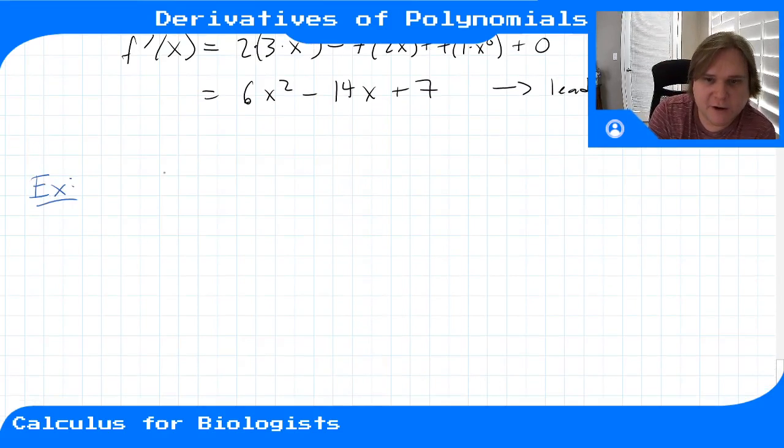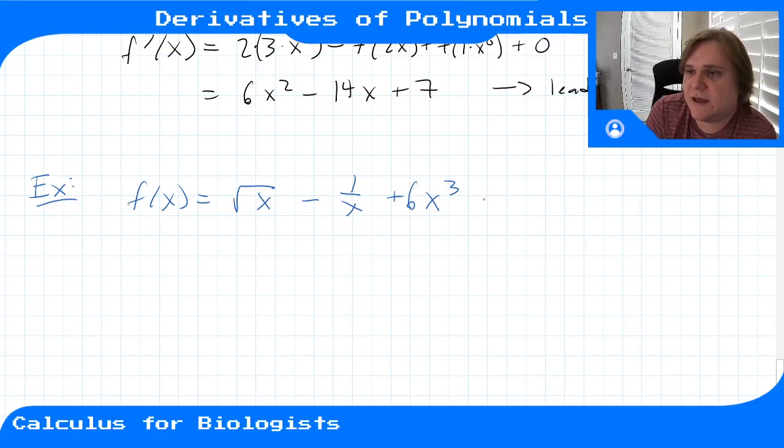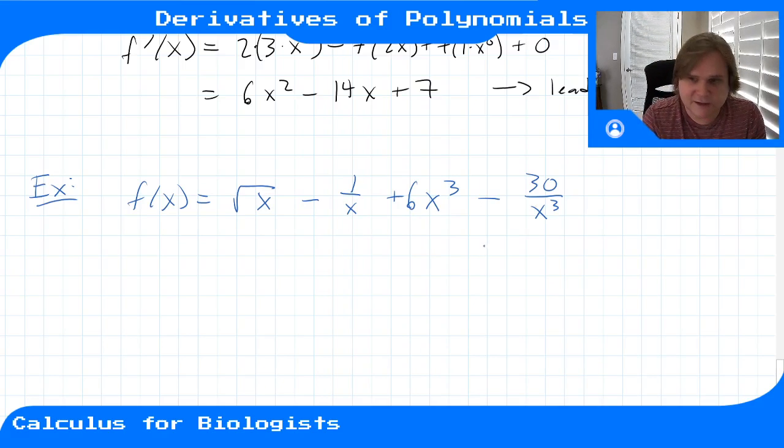with some weird powers in there. So let's say f of x is equal to square root of x minus 1 over x plus x cubed times 6, let's say, minus 30 over x cubed, something like this. Okay, the first step when you have stuff like this is to rewrite everything in powers of x and maybe put the leading order first.